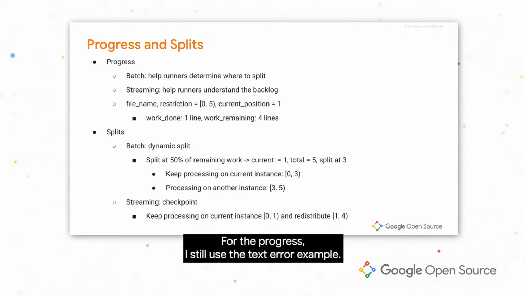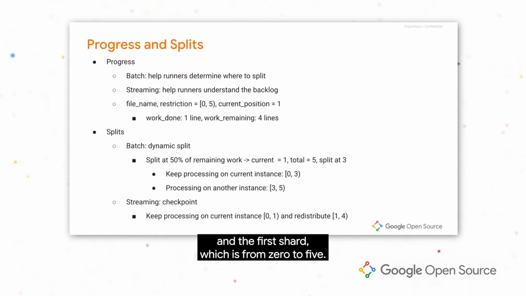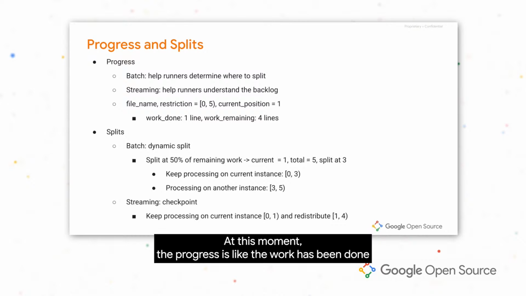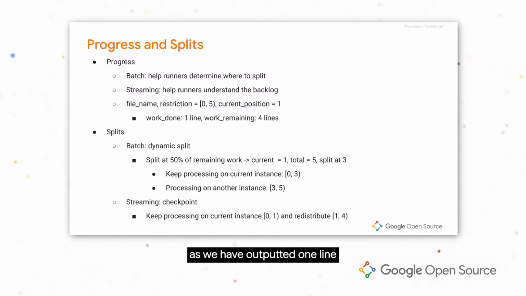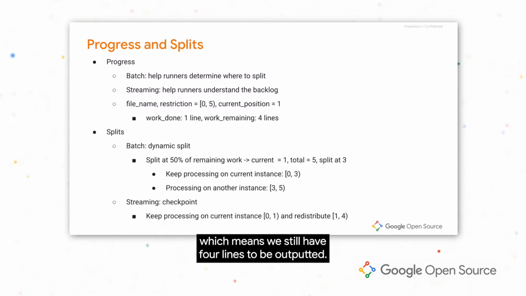For progress, let's still use the TextIO example. Let's say we are reading the first shard of the text. We have the file name as the element again, and the first shard, which is from 0 to 5. And let's say we have output the first line. At this moment, the work that has been done is that we have output one line, which is from 0 to 1. And the work left is from 1 to 5, which means we still have 4 lines to be output.